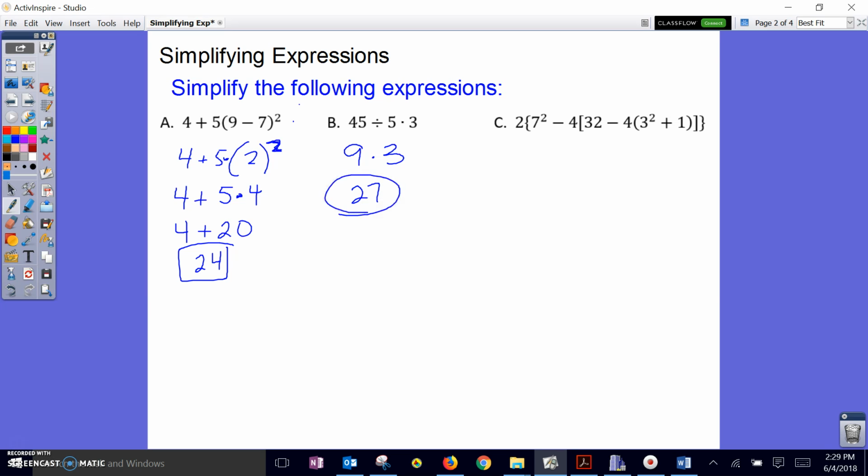All right, this last one looks like a doozy. We have multiple grouping symbols here. So since we have multiple grouping symbols, we're going to work from the inside out. And so the first thing we're going to do is we're going to go to the innermost set of grouping symbols, which are these parentheses that contain the 3 squared plus 1. So we're going to go ahead and do what's inside of those parentheses. Leave everything else alone for the time being. And we're going to do inside those parentheses, we have an exponent and we have an addition. We do the exponent first. And now we'll complete the addition inside of those parentheses.